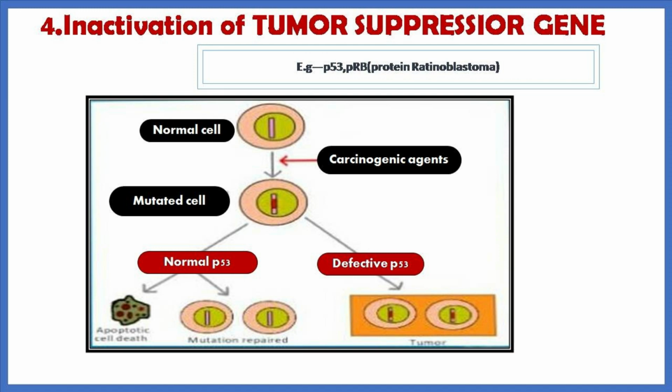Whenever the cells are mutated, the normal tumor suppressor genes repair the mutated cell and signal to activate the apoptosis process on unrepairable cells. But defective tumor suppressor genes are not able to repair the cell and signal to the apoptosis process, so inactivation of or defective tumor suppressor genes can cause cancer.